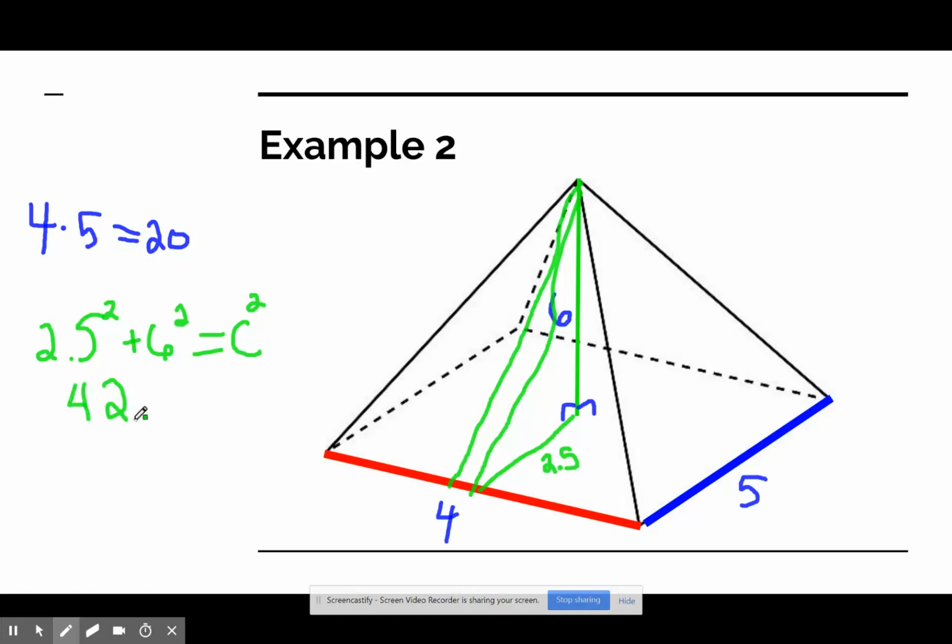So here's the deal. What do we need to do next? We need to square root this entire thing so we can get c by itself. Now, when you square root 42.25, you should get 6.5. So now we have c equals 6.5. So now we have the c, our height that we need.